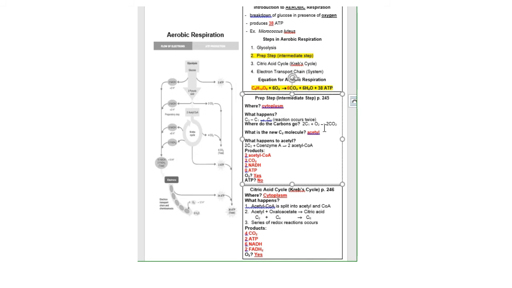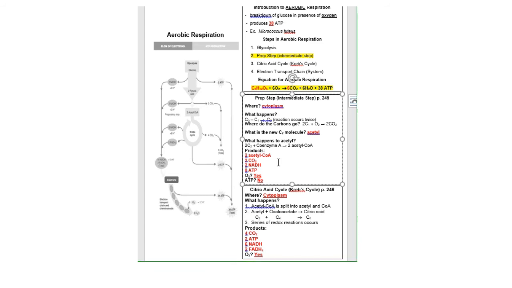Now let's look at our acetyl. Acetyl will combine with coenzyme A to form acetyl-CoA. The purpose of the CoA is to transport the acetyl to our next step, the citric acid cycle. So the end results, or products, of the prep step are 2 acetyl-CoAs, 2 carbon dioxide, 2 NADHs. So if you recall, NADH's job is to transport electrons and hydrogens, and 0 ATP.